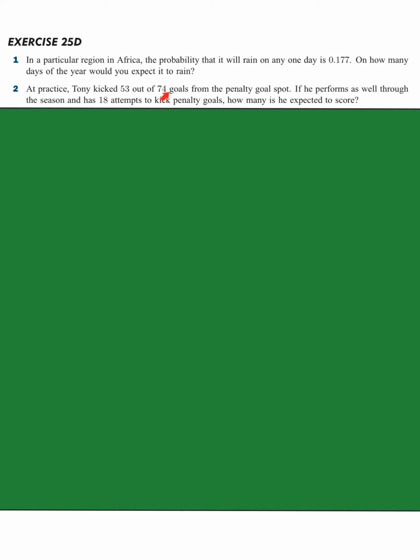Okay, and that's 53 over 74, because at practice, out of 74 goals, he got 53. So we look at that ratio of 53 on 74, and then we multiply that by 18. Okay, and that's how many he's expected to score. So the probability of kicking a goal is 53 on 74. And the expected number of goals will be 53 on 74 times 18.